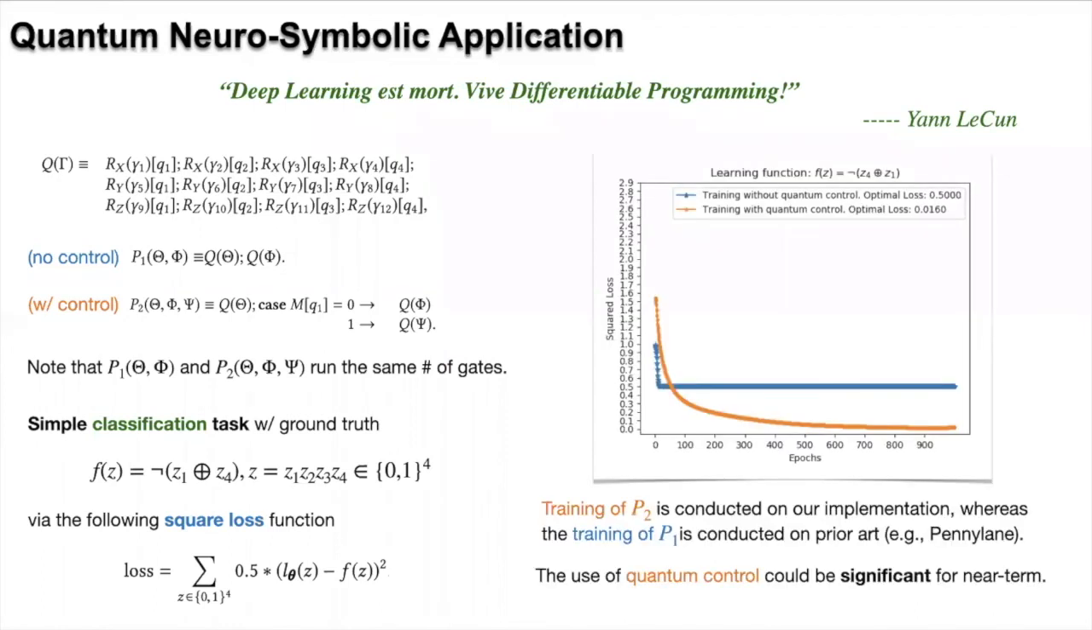Here's what we get. The training of P2 is totally conducted on our implementation, whereas the training of P1 is conducted using pure Python. Note that P2 is the one with control and supported in our case, but P1 is the one without. You can see a qualitative difference between P1 and P2. P2 is much better. So this tells you the use of quantum control could be very significant for the near term, given that it has the same number of gates in use.